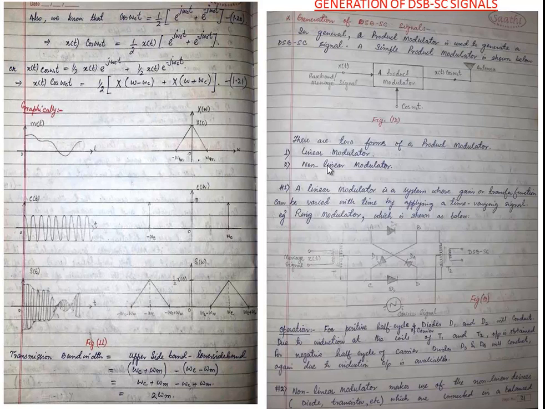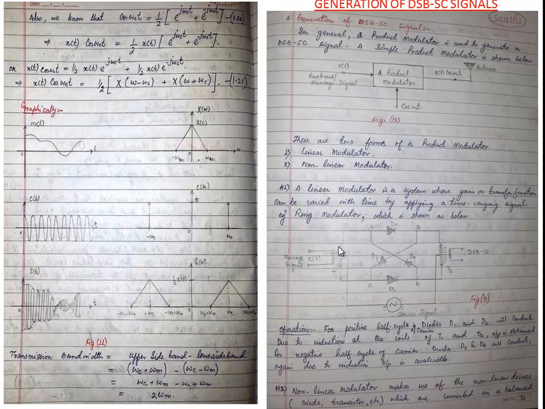A linear modulator is a system whose gain or transfer function can be varied with time by applying a time-variant signal. For example, the ring modulator, which is shown below. This is the primary winding of the first transformer T1. This is the secondary winding of the first transformer. This is diode D1, this is D2, this is D3, this is D4. These are points A, B, C and D, and this is transformer T2, and at the output of transformer T2 you get a double sideband suppressed carrier signal.